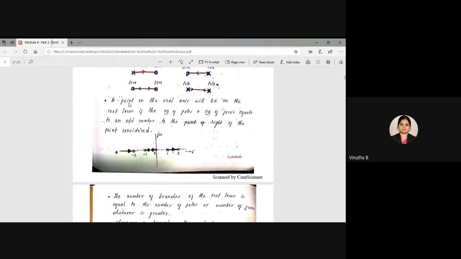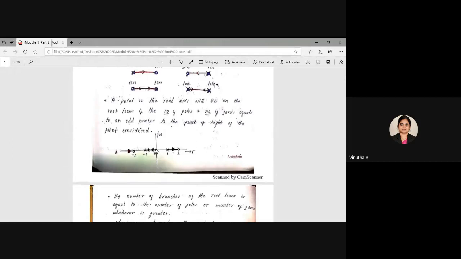So I said that a point on the real axis will lie on the root locus if the number of poles plus number of zeros equals an odd number to the right of the point considered. Whenever you want to find the root locus, we start drawing from 0, moving in the negative direction, negative real part, because this is the left hand side, isn't it? The root locus should lie on the left hand side. Only then can you say that the system is stable. That is why we start constructing the root locus from 0.